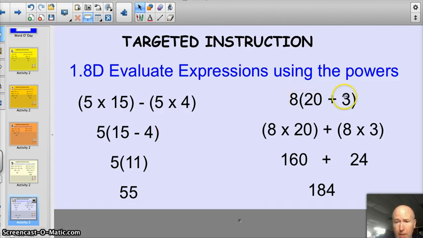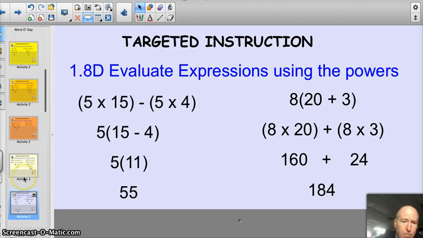I don't know what 8 times 23 is. So what I did was I distributed that 8 out. I do know what 8 times 20 is. So I went from 1 set of parentheses up here, I broke that down into 2 and distributed the 8. So I have 8 times 20, and I have 8 times 3. I know what both of those are. So that's 160, and there's 24, giving me 184.